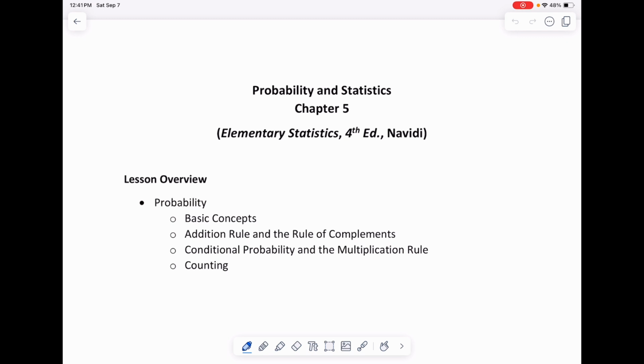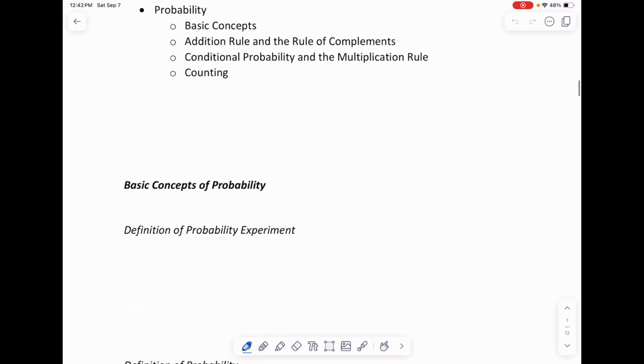So we'll look at the addition rule. We'll look at the multiplication rule. We'll look at conditional probability, finding the probability of something happening given or conditioned on something else happening first. And then we'll finish up by looking at some counting methods, specifically the idea of permutations and combinations. How do we count the number of ways that something can happen? Because certainly we need to be able to do that a lot of times to find a probability. All right, so with that, let's go ahead and get going here.